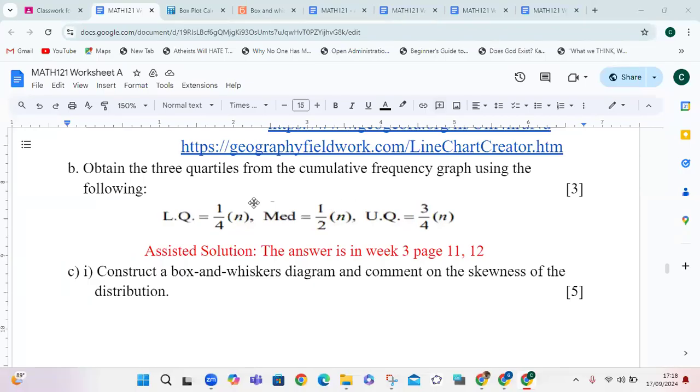Number 33 part B says, obtain the 3 quartiles from the cumulative frequency graph using the following. Please remember what this is all about.